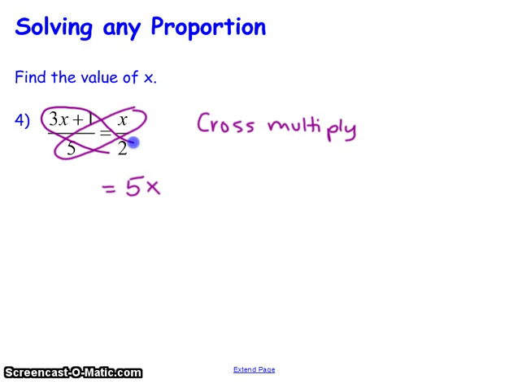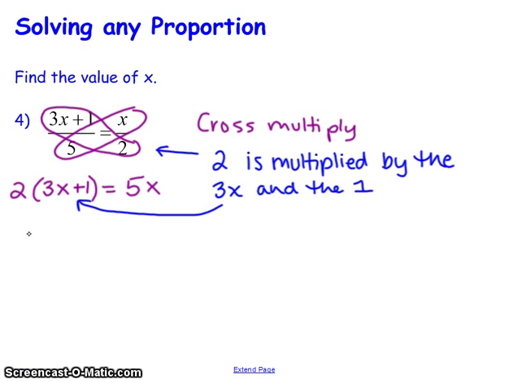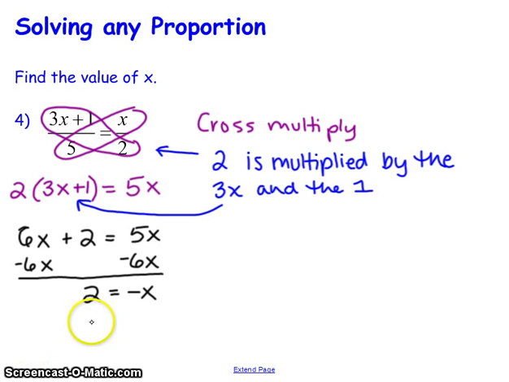When we're multiplying the 2 times the 3x plus 1, that needs to get multiplied by the 3x and the 1. So what you need to do is put that 3x plus 1 in parentheses. Once you've done that, this is a normal equation with variables on both sides. We'll start by distributing to get 6x plus 2 equals 5x. I'll subtract 6x on both sides, divide by negative 1 to isolate the x, and get for a final answer x equals negative 2.